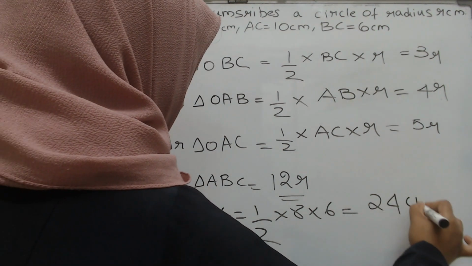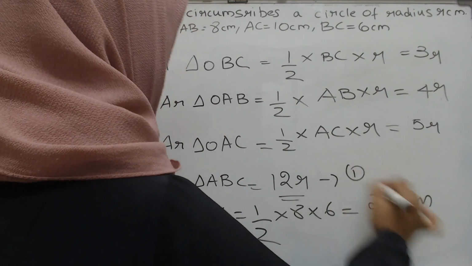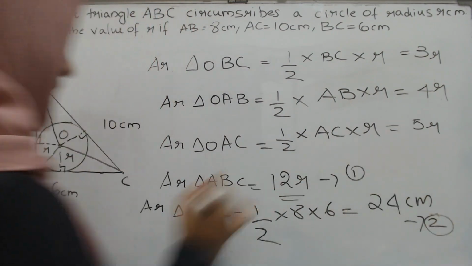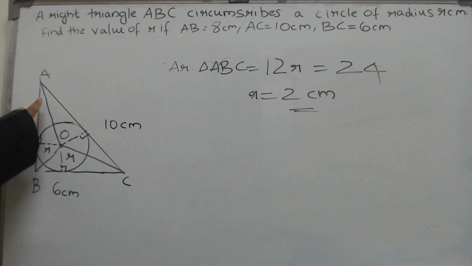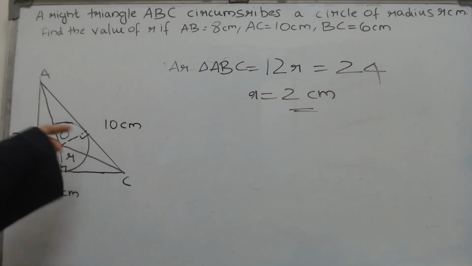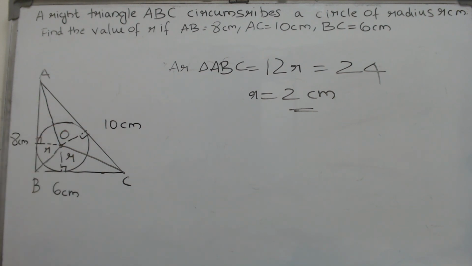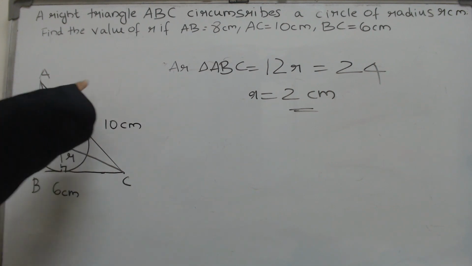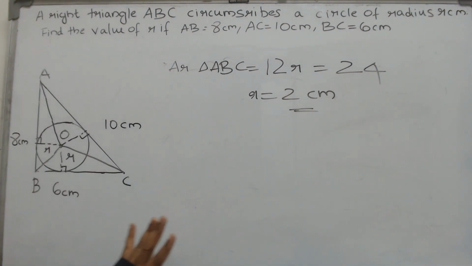But then when you equate these two equations, what do you get? Now adding up the areas of 3 small triangles and equating it to the area of one big triangle, you get R is equal to 2 centimeters. That is the radius of our circle.